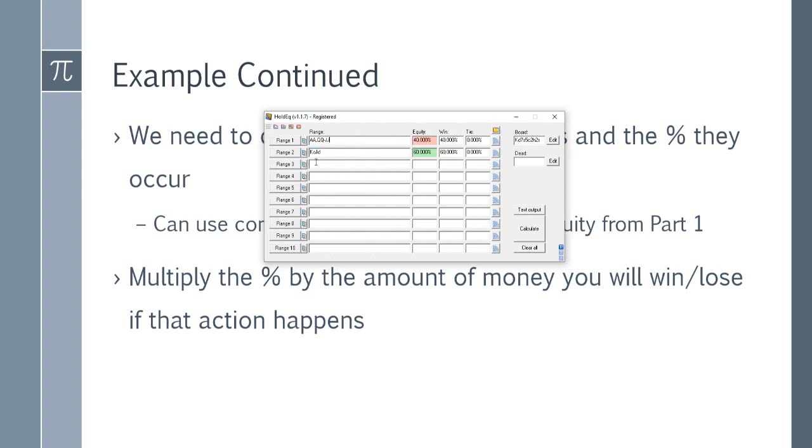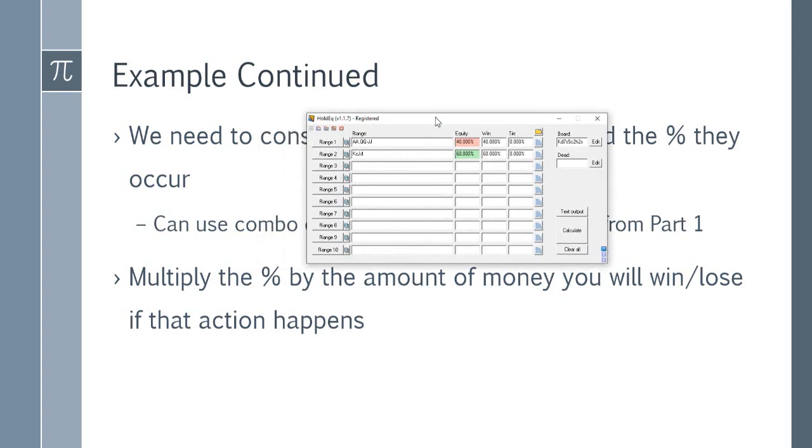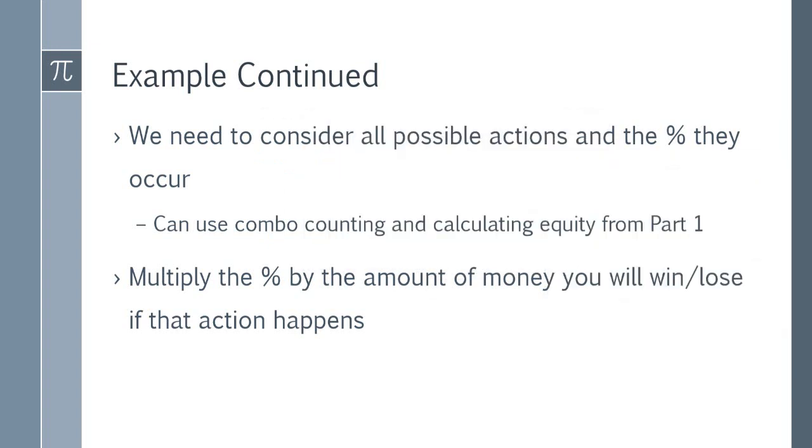So for simple examples like this, you can do it pretty quickly just by counting combos and doing the math that I showed before in my previous video. If the ranges get much more complex, then having one of these is going to be a big time saver for you, you can see.